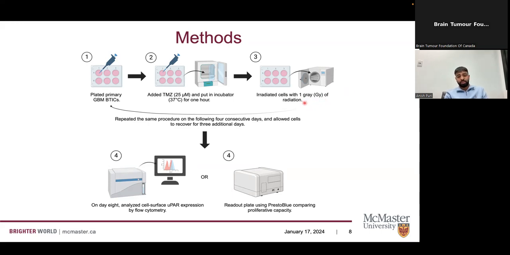This procedure was repeated for 4 consecutive days, totaling 5 days. After this, we allowed the cells to recover for 3 additional days. After this whole set of experiments, we either analyzed cell surface uPAR expression by flow cytometry, comparing it to a control primary GBM BTIC that had not undergone standard of care treatment and only got the control treatment, or we read out the plate using Presto Blue, comparing the proliferative capacity of the cells. This was slightly modified from a protocol that existed within our lab.